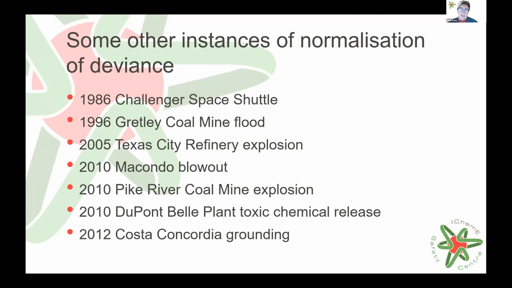There are many other examples of normalization of deviance that have occurred, and I'll quickly go through a couple more. I mentioned the Challenger Space Shuttle already. This is the one where the O-rings failed. Now, they knew that the O-rings became brittle at cold temperature, but they didn't know how consistently that happened. They didn't have the data. Without the information, they had to make decisions, so they assumed things were okay. They normalized that it should be okay. And what happened was the O-ring failed, the rocket exploded, and it killed those 7 astronauts as well.